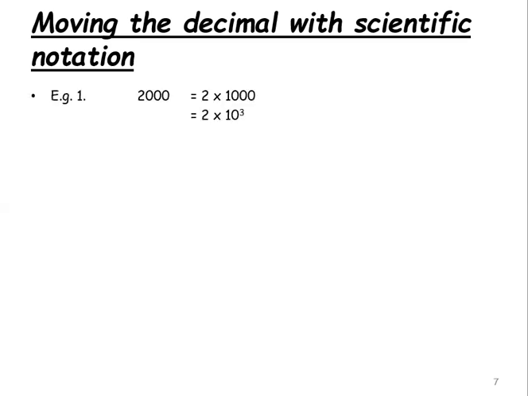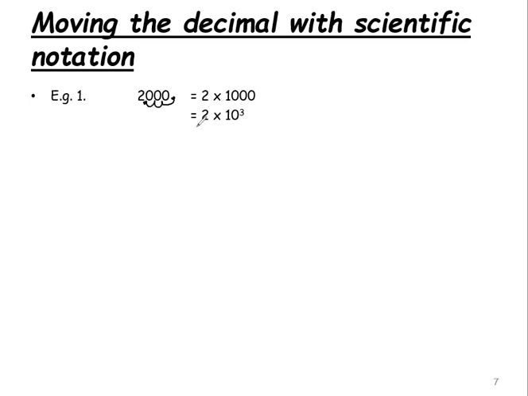Moving the decimal in scientific notation. Okay, so you got 2000, right? It's the same as 2 times 1000, with three zeros. You treat that number as though you put your decimal at the end, because it doesn't have a decimal, and then you say 1, 2, 3. So you shifted the decimal.